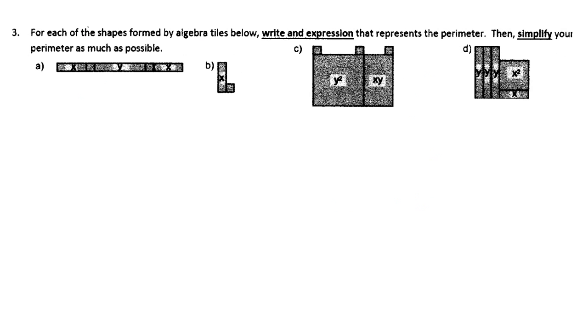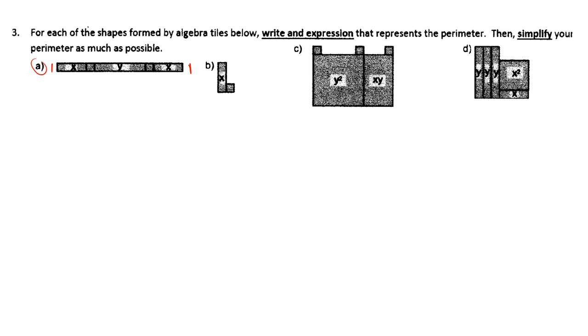Alright, number 3 on the back of it. So what we have here is, we're given shapes with algebra tiles, and we have to find the perimeters of them. And some of these are a little difficult to see, so we will do A to start. Alright, so the left and right sides are a length of 1. So it's 1 here, and it's 1 here.